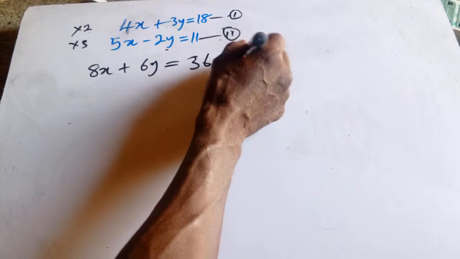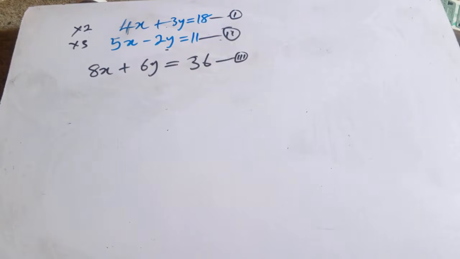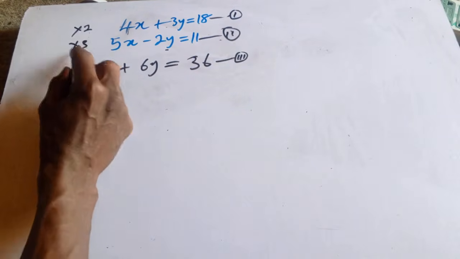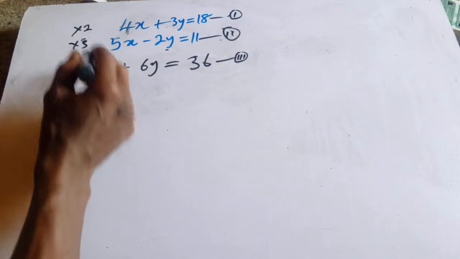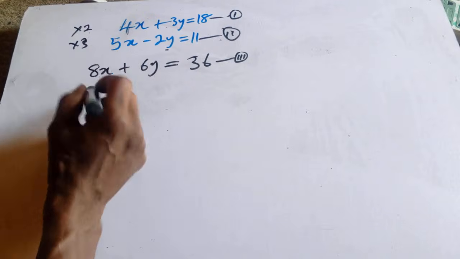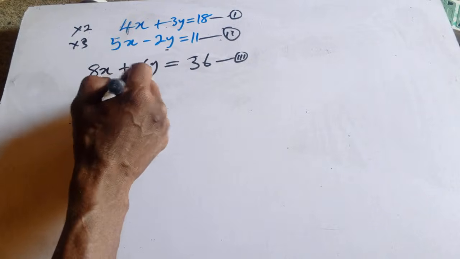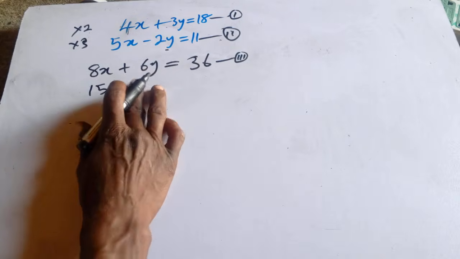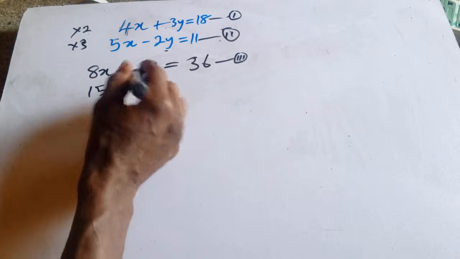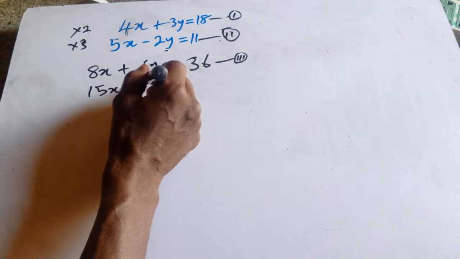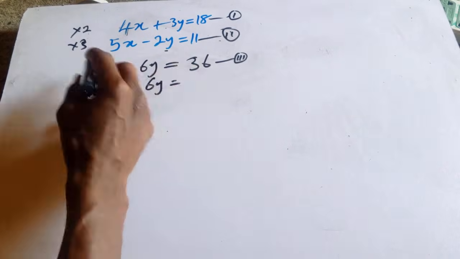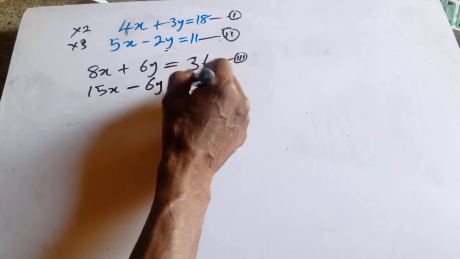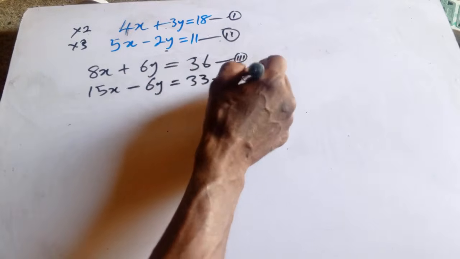That is equation 3. Then the next thing to do, we are going to multiply the second equation. That is 3 times 5. Here we have 15x plus 3 times minus 2y, which is minus 6y, is equal to 3 times 11. We have 33. This is equation 4.